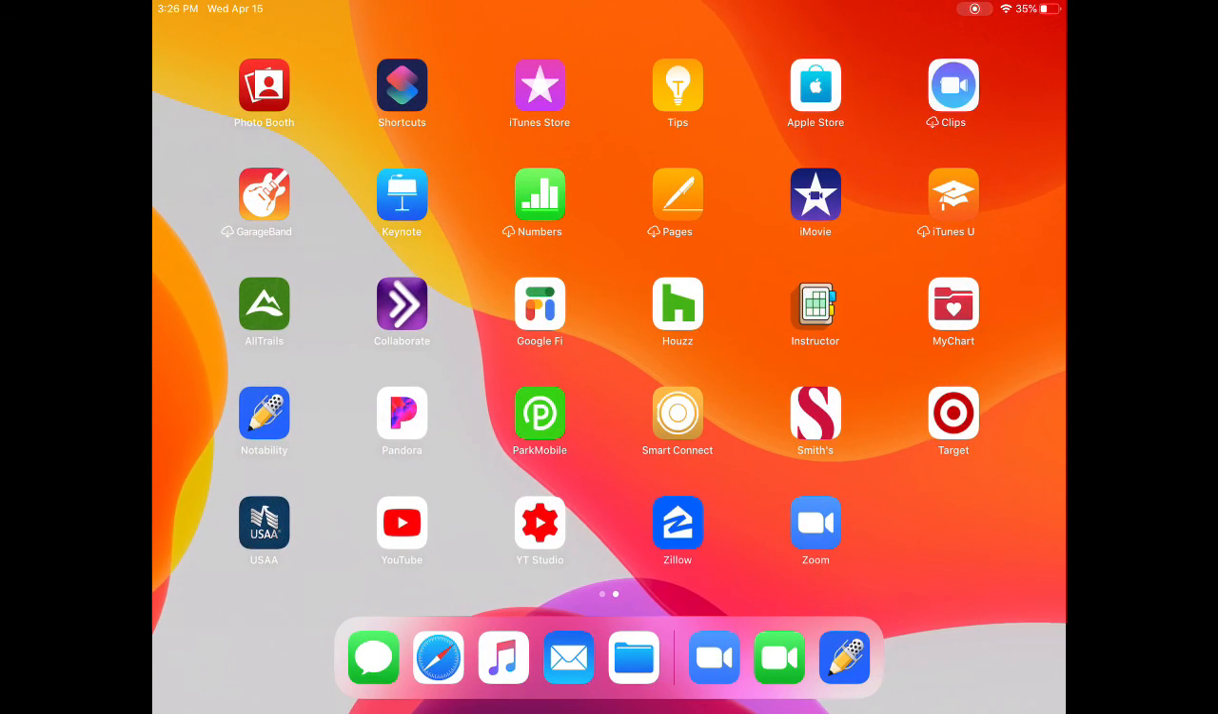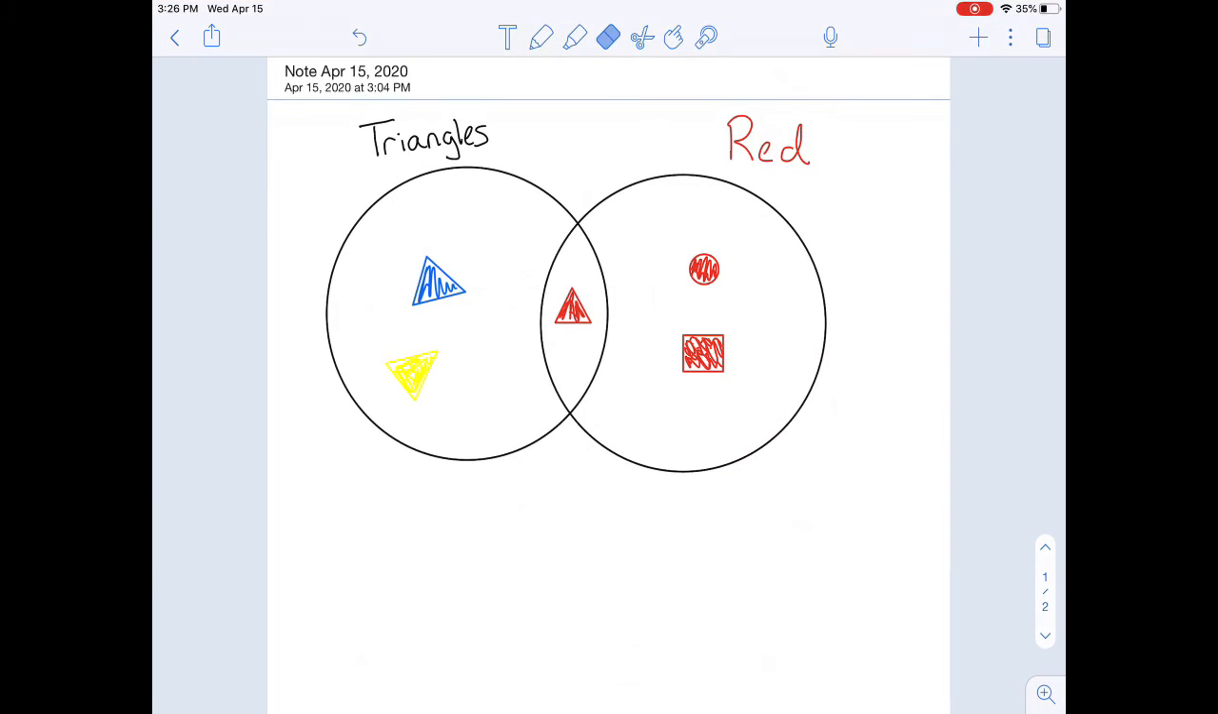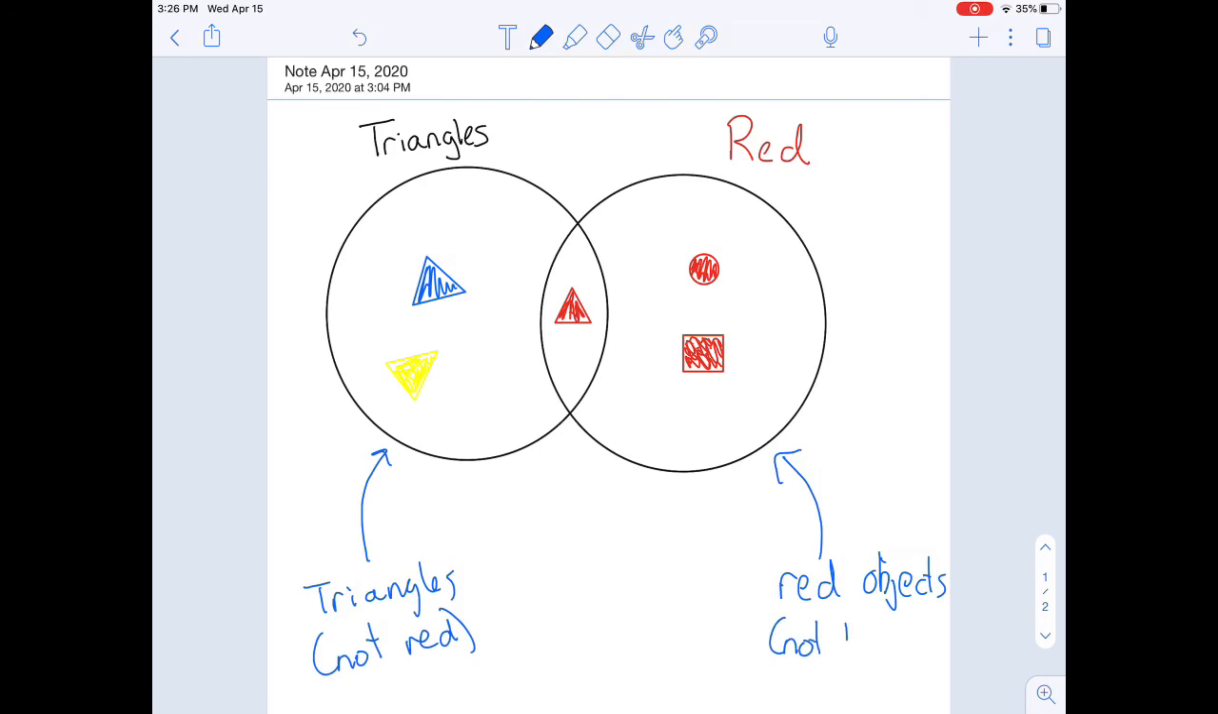If we come over here and examine this further, I have a similar Venn diagram. Over here on the left, I have all of the triangles that are not red. On the right, I have all of the red objects that are not triangles. And in the center, I have all of the objects that are both red and also triangles.